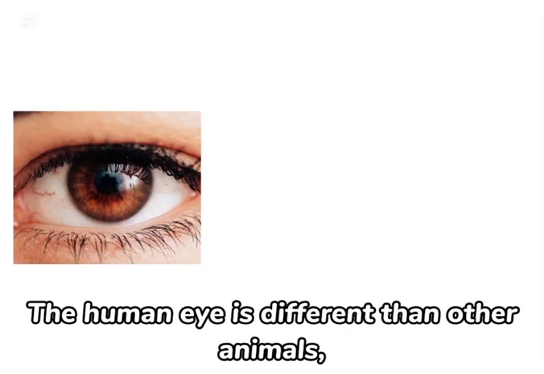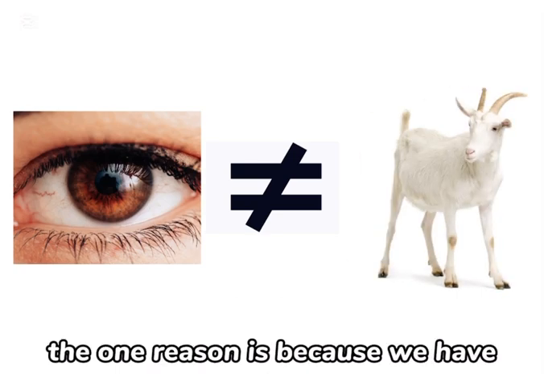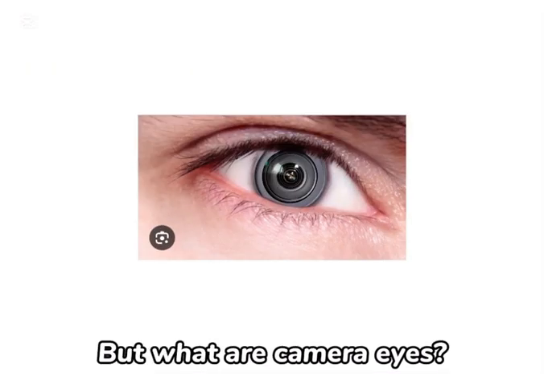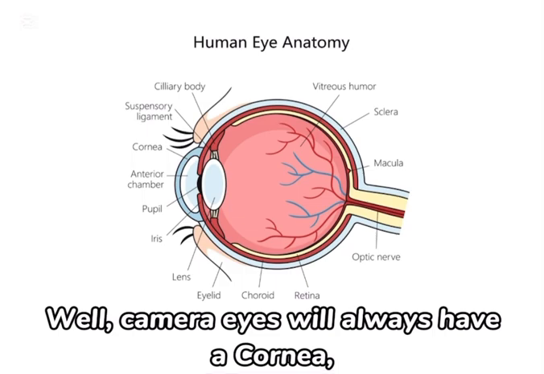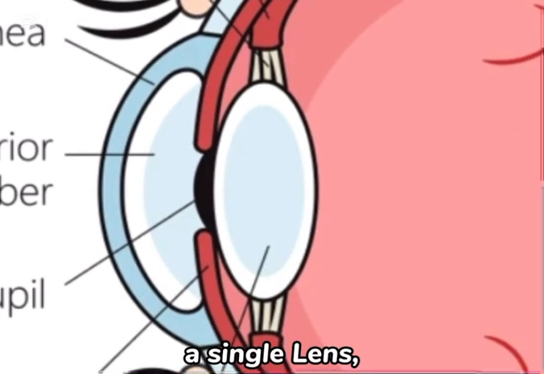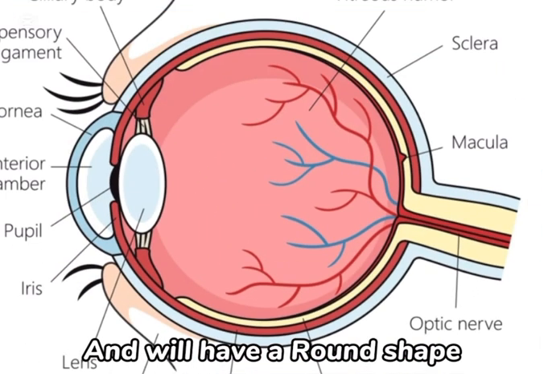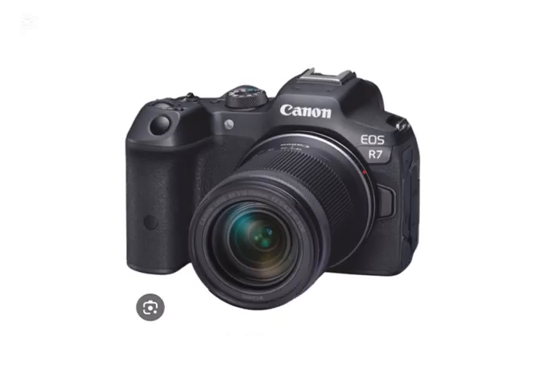The human eye is different than other animals. One reason is because we have camera eyes. But what are camera eyes? Well, camera eyes will always have a cornea, a single lens, and a retina, and will have a round shape, similar to an actual camera.